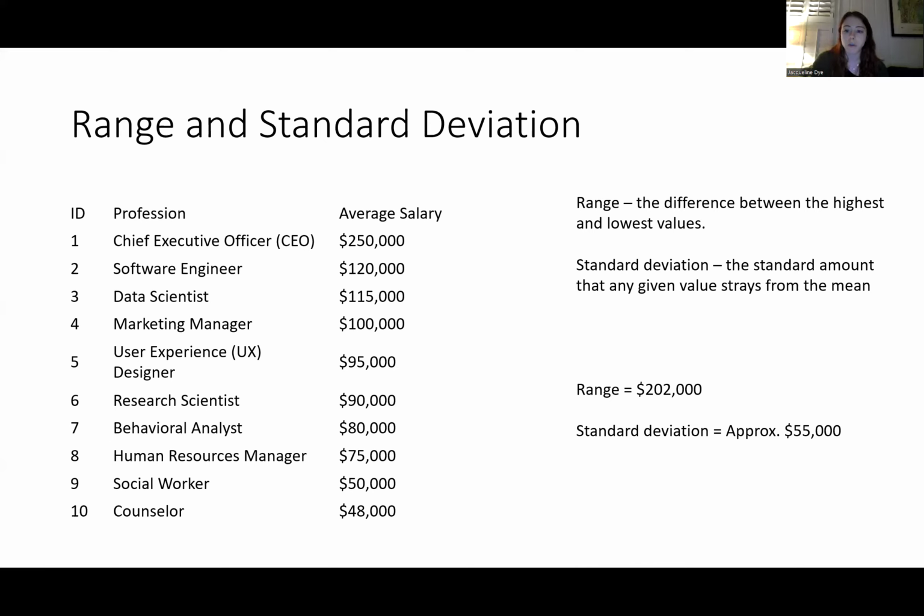So in this case, the range is 202,000, which is a huge range for our salaries. And the standard deviation is approximately $55,000, which again is a huge variation here. So we know we have a wide spread here of salaries.